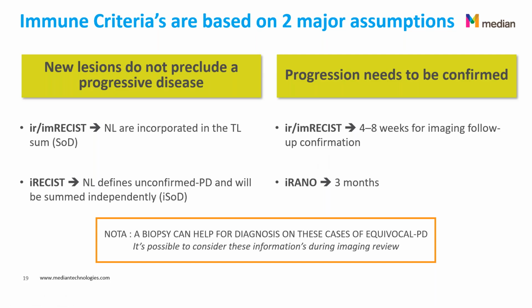you will use. What is also important to understand is that on site, such an equivocal progression situation might trigger a biopsy. So when we speak about central review, the result of such a biopsy is really precious for the evaluation. And we will see later that this information can be given to the readers for central review.